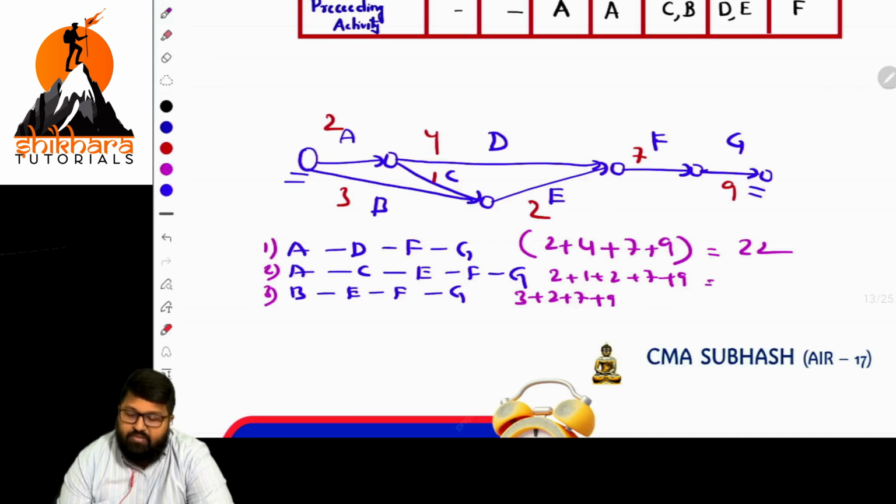Next, what is the second case now? In this case, what is the duration? 16 plus 5, 21. What about the last one? 16 plus, again it is also 5, 21.